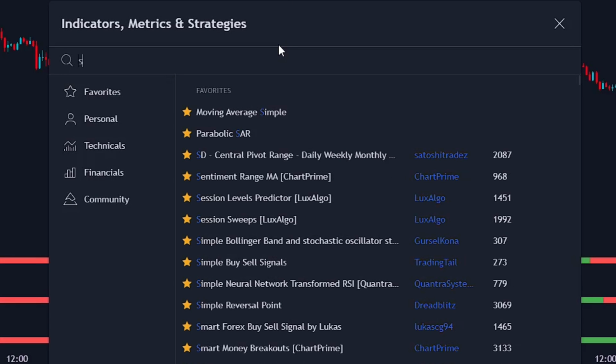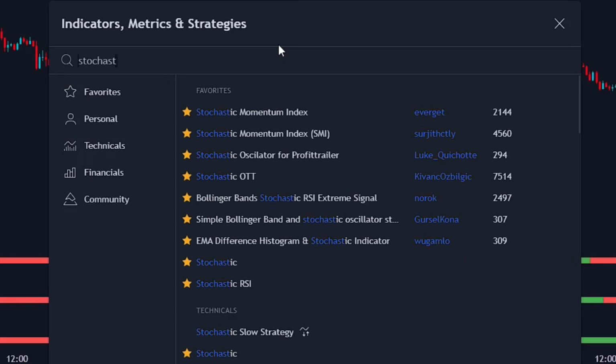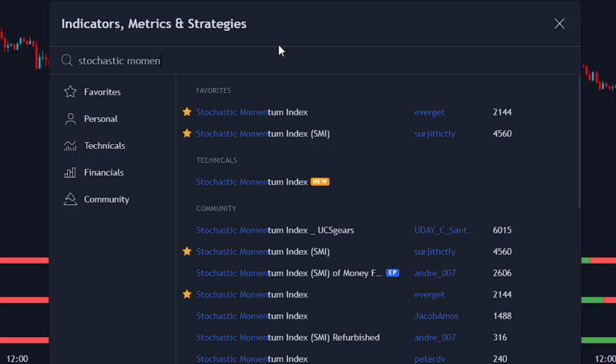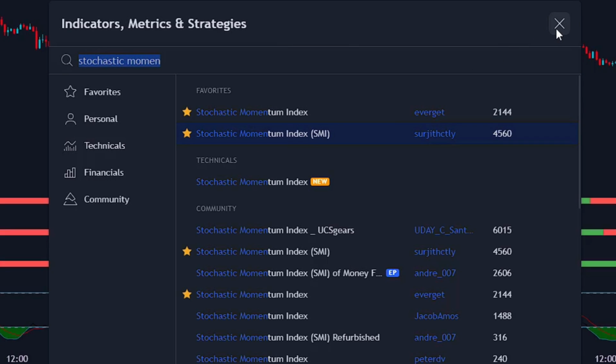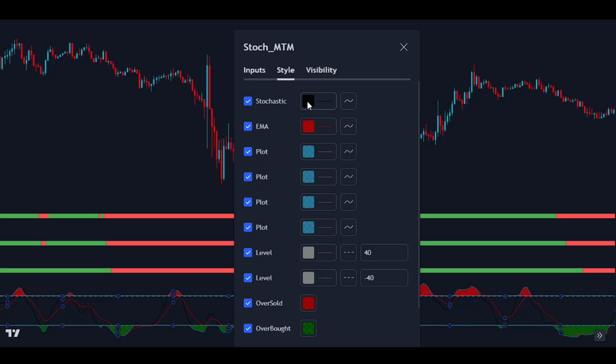But wait, we're not done yet. Let's add another indicator to our chart to craft a simple trading strategy. Head back to the Indicator Search tab and type in Stochastic Momentum Index. This indicator will complement our EMA Trend Meter nicely.